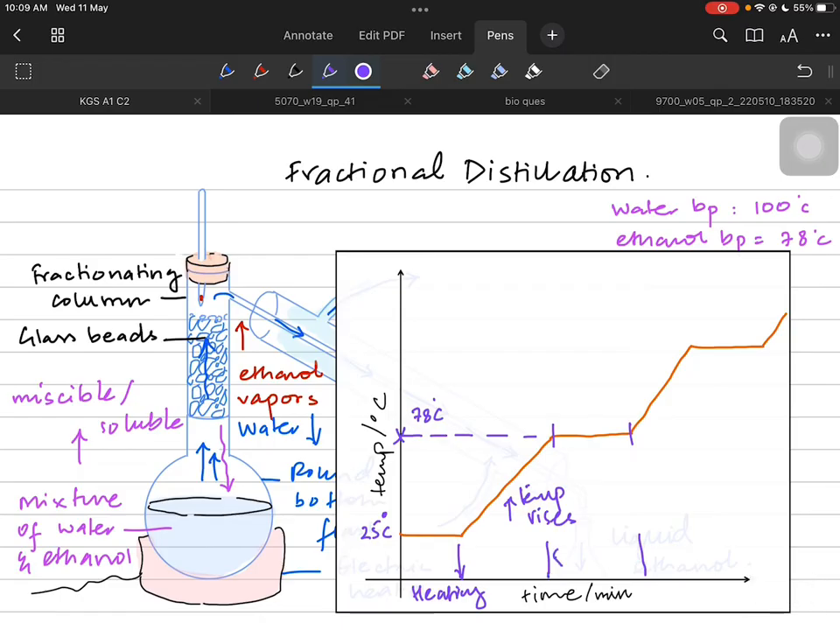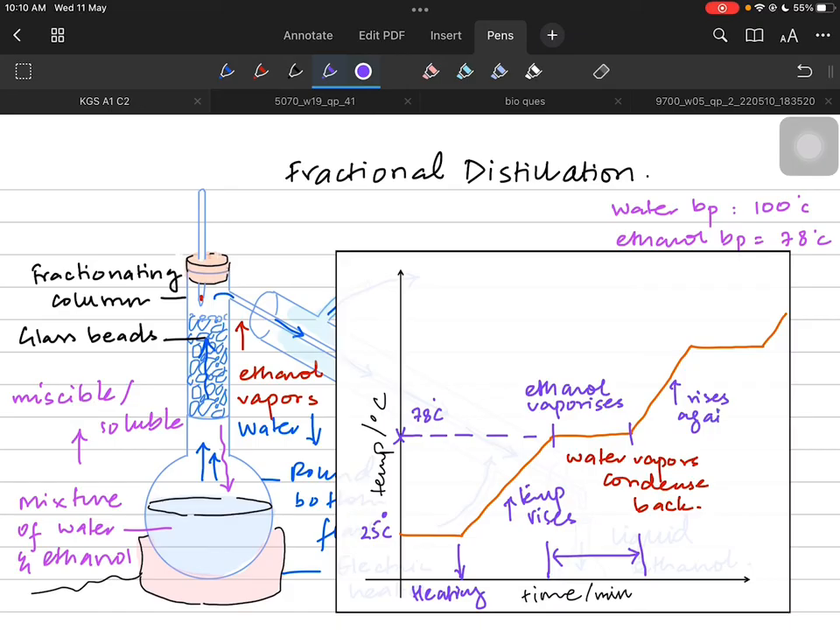Sorry, we should not use the word evaporate. Let's use vaporize. So ethanol is vaporizing right now. Water is condensed back. Only when all the ethanol has vaporized, only then the temperature will rise again. Because when the ethanol is vaporizing, it is boiling, only ethanol is allowed to pass through while the water condenses back. After ethanol is separated, the temperature rises again, and this time the temperature starts rising from 79, 80, 81, and then it becomes constant at 100 degrees Celsius. So the temperature remains at 100 degrees for a while when the water is vaporizing, when the water is boiling.